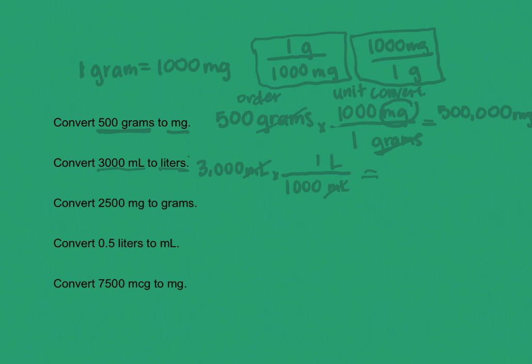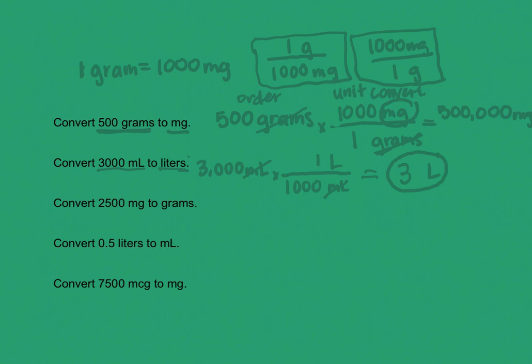So 3,000 times 1 is 3,000. Then 3,000 divided by 1,000 is 3. And so our final answer is 3 liters for this question. I hope this is starting to make a little bit of sense. We'll keep moving on, and then you can continue on to do practice questions, and it helps solidify this information.